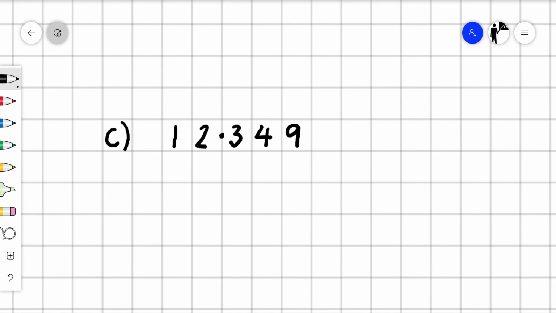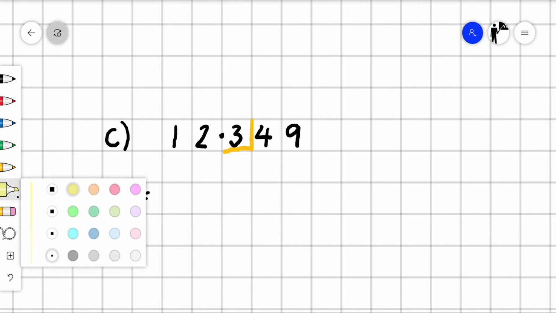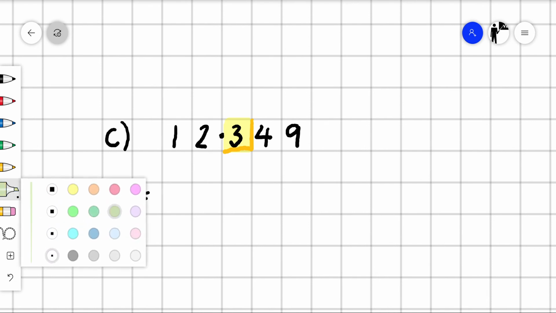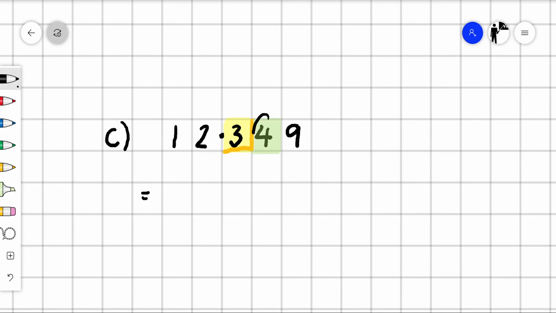Example C, 12.349. I'm doing this to 1 decimal place. Okay, so because I'm doing it to 1 decimal place, I'll put my backwards L after the first number in my decimal place. Okay, so this 3 will stay the same or it will go up by 1 depending on this number here. If this number is 5 or more, this number here will go up by 1. If it's 4 or less, it stays the same. So here you can hopefully see it's 4 or less, so therefore my answer is 12.3.